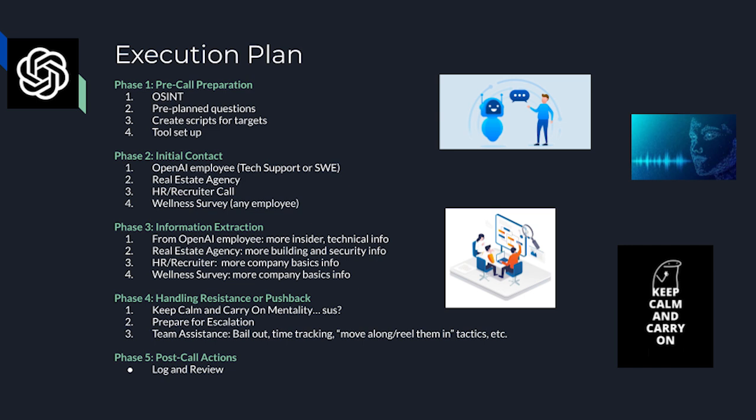Phase 4, handling resistance or pushback. Resistance is inevitable, so we'll stay calm and composed and make sure our bot is respectful as well. So if someone becomes suspicious, we'll follow the keep calm and carry on approach. Next, we are prepared for escalation, where the target might become more defensive or question us, and we'll use tactics to keep the conversation going. Lastly, team assistance will be key here, with teammates ready to bail us out, keep track of time, and help reel the target back in.